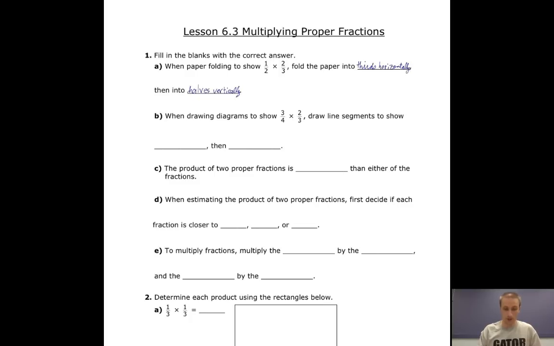So if you had another multiplication to do, such as 3/4 times 2/3, then you could draw line segments, just like with folding paper, to show the quarters horizontally, for instance, and then the thirds vertically.